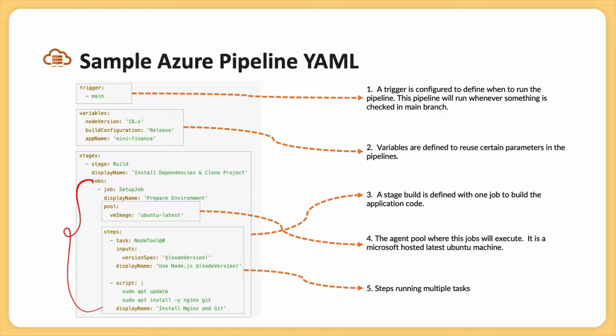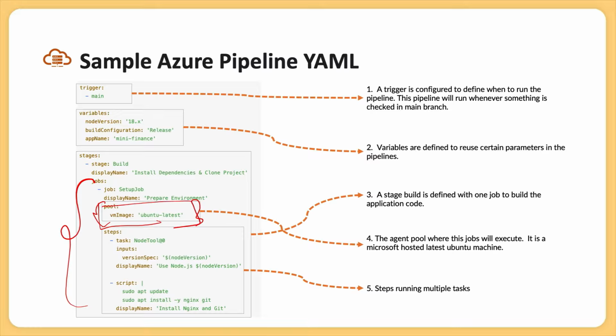Where will it run? For that we need an agent. So this is the agent, and here we are using VM image Ubuntu, and this is Azure managed. We can also use our own agent as well. So it is a Microsoft hosted agent, and the operating system is an Ubuntu machine. Here we are saying use an Ubuntu machine as an agent. So to recap, to run this job we need an agent. So this is the agent.